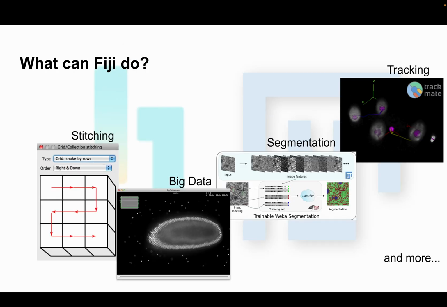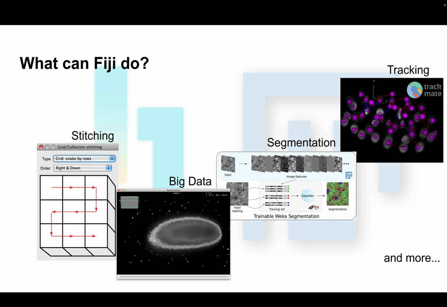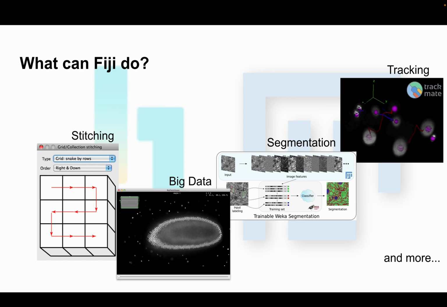So what can Fiji do? Here are a bunch of the types of tools and methods one can carry out in Fiji. In general, we can open and visualize multidimensional microscopy datasets, including 3D volume rendering. We can do registration and stitching, segmentation, tracking, image measurements, and the list goes on and on.